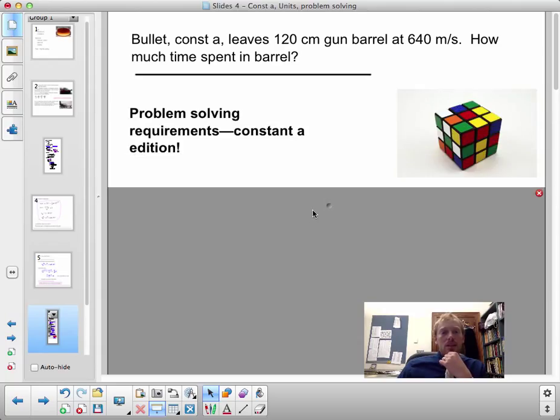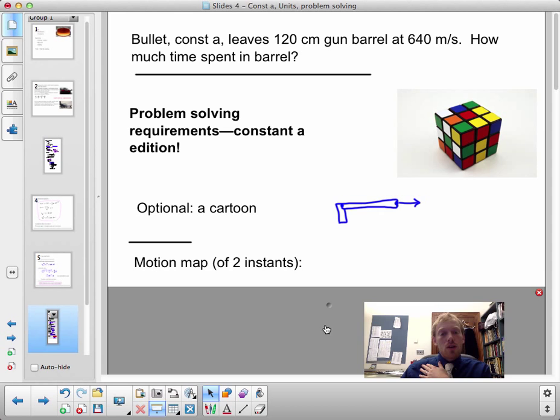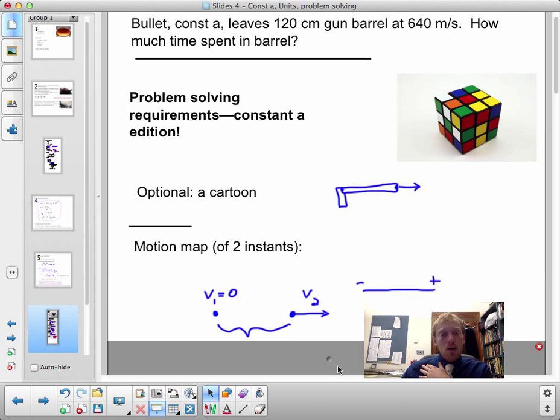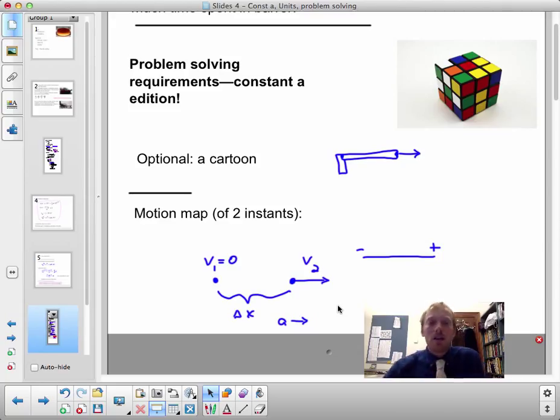Okay, here are the problem-solving requirements for the constant a problem. You might want to draw a cartoon. You must draw what is called a motion map. A motion map is an example of a qualitative representation. We're going to have lots of qualitative representations, and we're going to have a qualitative representation that we use for different types of problems in different units.